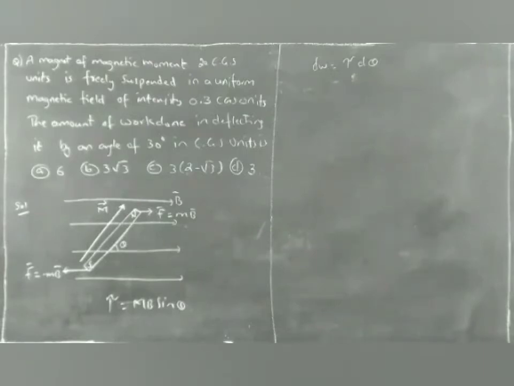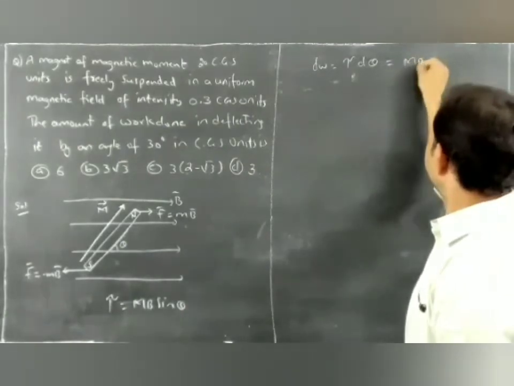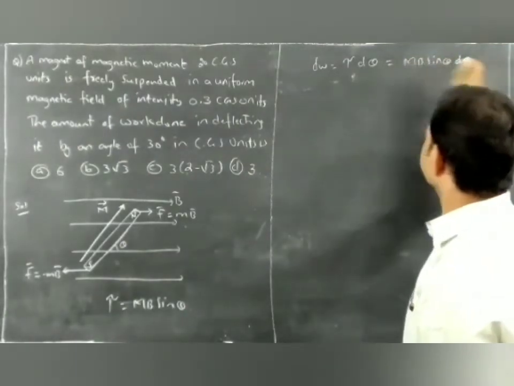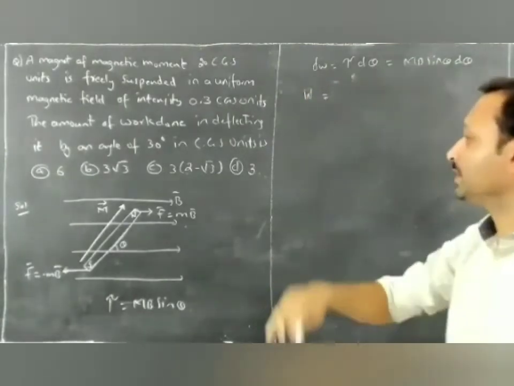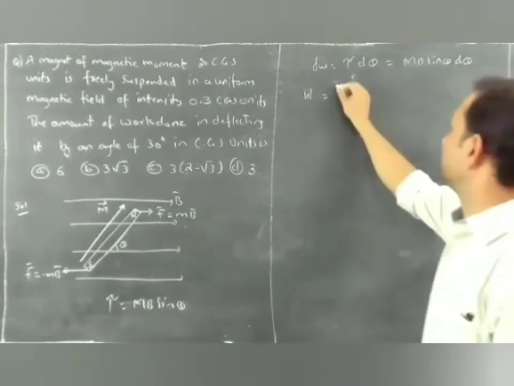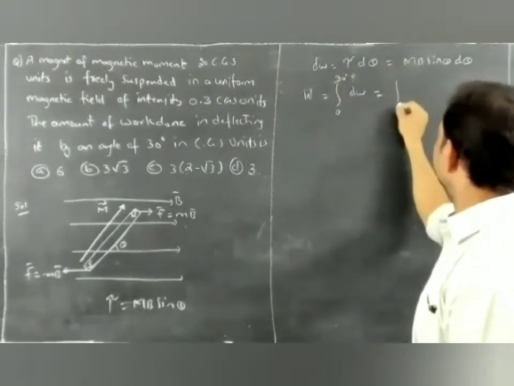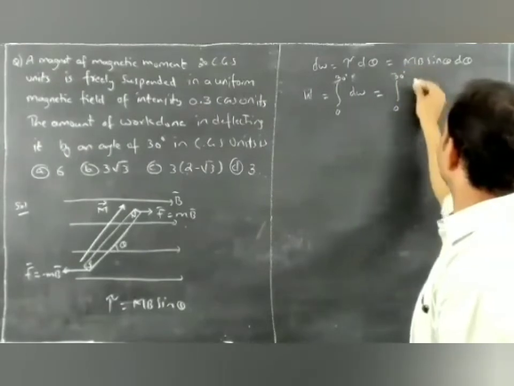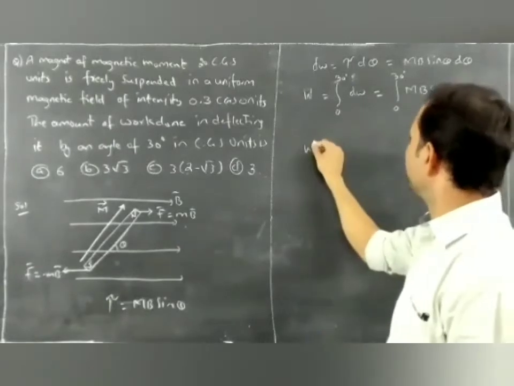Therefore, dW will be mB sin theta d theta. So what will be the total work done from 0 to 30 degrees? Initially, let us consider the magnet is in the equilibrium position. So the total work done from 0 to 30 degrees is the integral of dW = mB sin theta d theta.